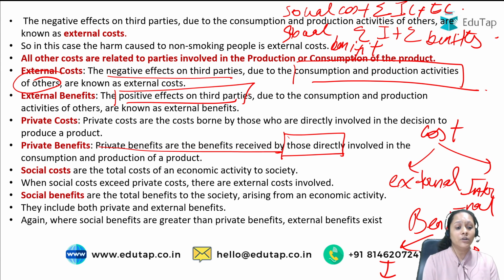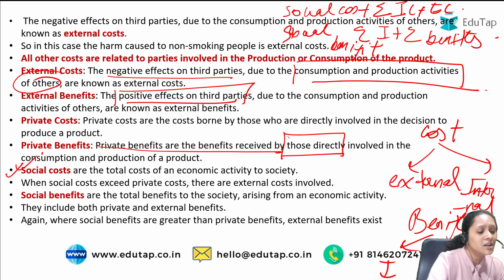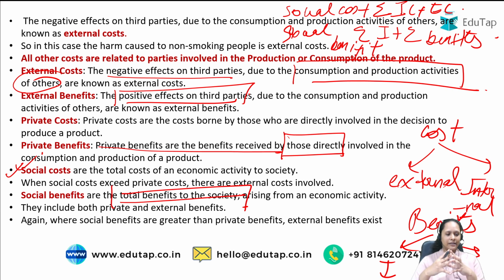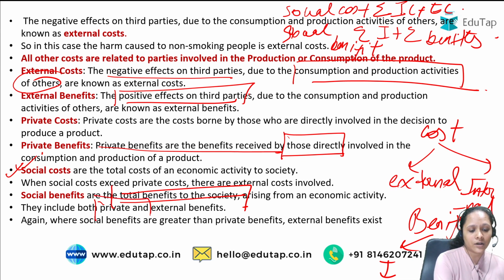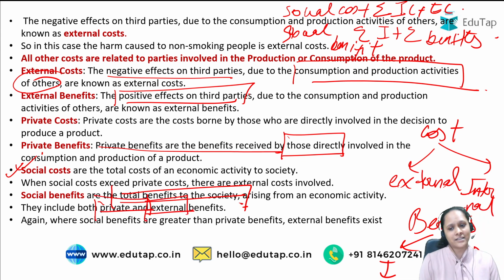Social cost, as I said you, is the summation of the internal cost and external cost, and it is nothing but the total cost of an economic activity to the society. So ek activity ka wholesome ek society pe kya effect pad raha hai is the social cost, and social benefit is same the total benefit which the society would be receiving. Theek hai? When an activity is concluded. Theek hai? Aur koi bhi activity ka, there always is a external and private benefits include hoga. As I said you, summation hai. And always remember jo social costs can be positive and can be negative. Theek hai?